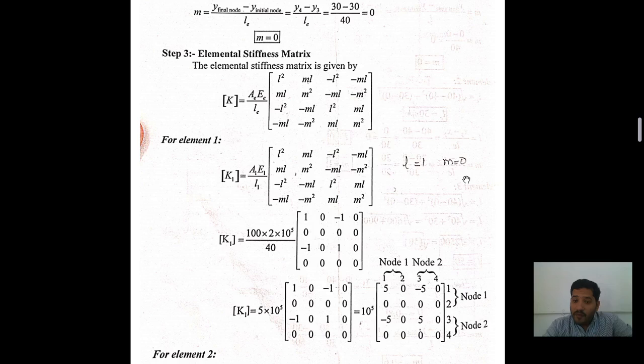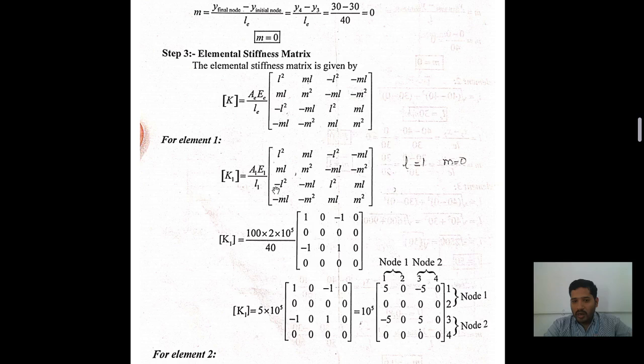This L and M we need to substitute in this equation. Clear? L is 1, 1 whole square. M into L means 1 into 0, which becomes 0. Minus L, nothing but 1 square, 1 square is 1 only. Clear? Done. Minus 1 into 0 should be 0. The same values we substitute here: 1 into 0 is 0, and 0 square is 0, minus 0 into 1 is 0, minus 0 square is 0.